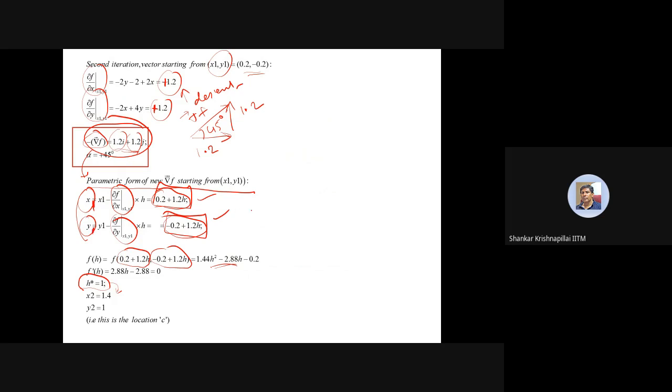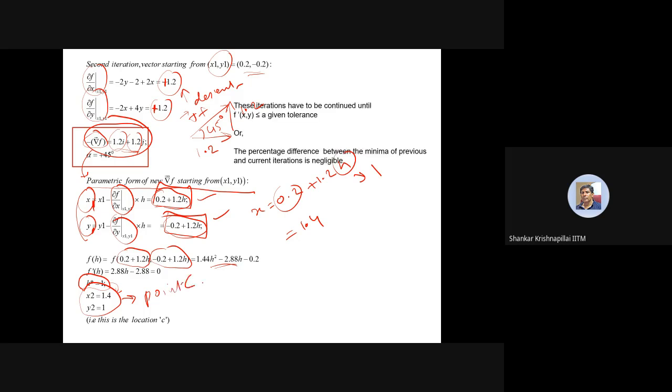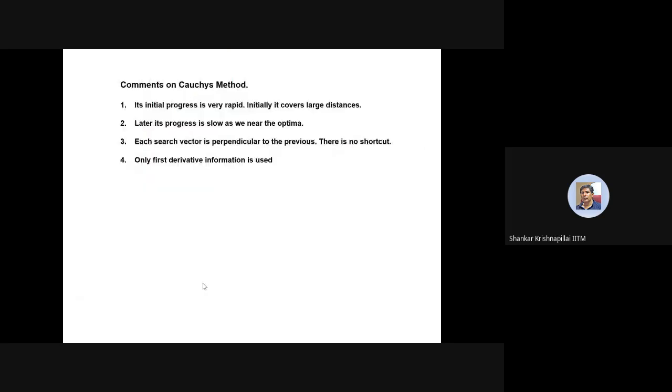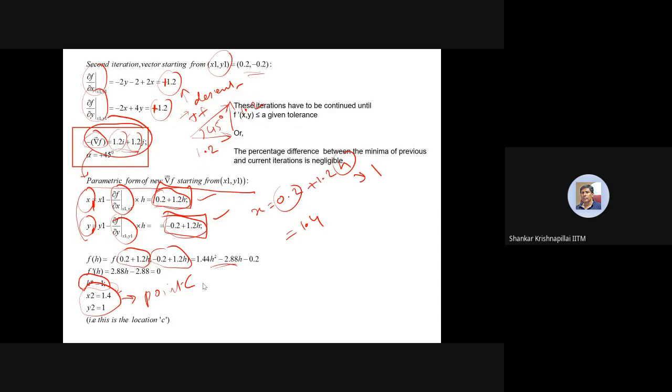If you back substitute it in these equations, you get the corresponding x1, y1 values. So if you put h equal to 1 in x equal to 0.2 plus 1.2h, you get 1.4. That is how you recover the x coordinate from h. You have to do the back substitution. So you found the point C. Point C has been found. So this is the cautious method of steepest ascent or steepest descent.